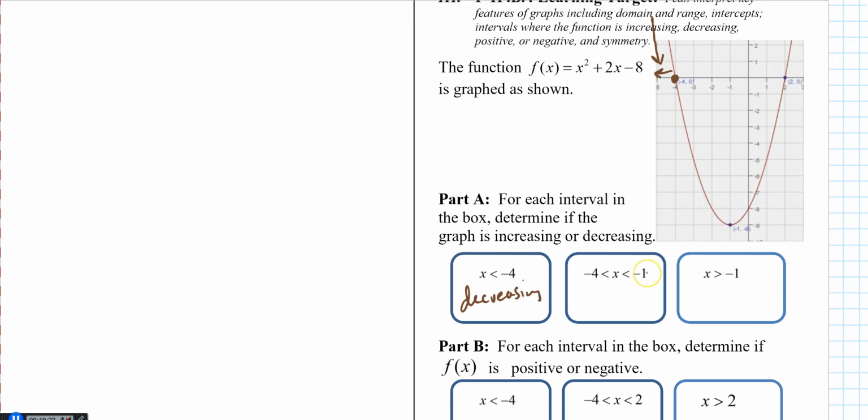And then from negative 4 to negative 1, well, here's x equals negative 1, which is way down here. So my graph is continuing to decrease. And then when x is greater than negative 1, so now we're moving that way as we move across the graph, and we are increasing.